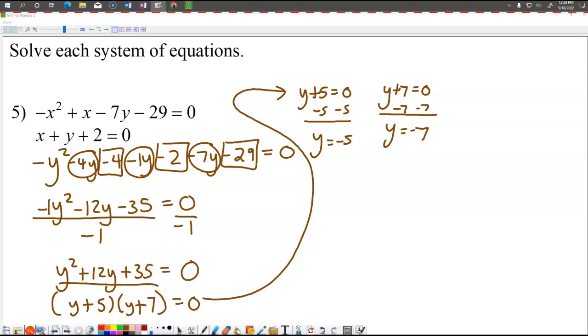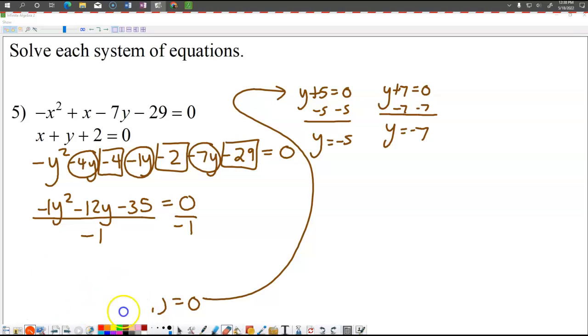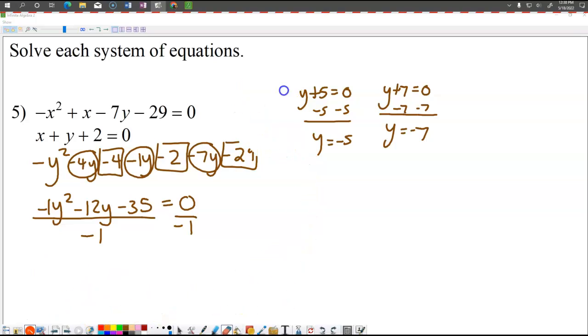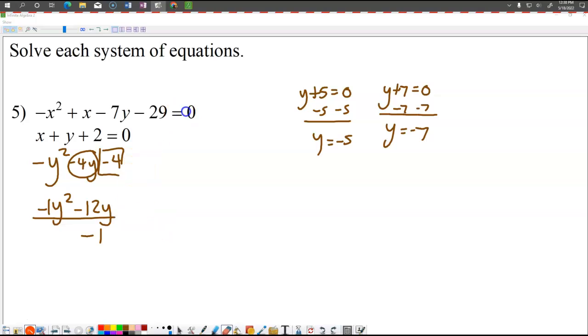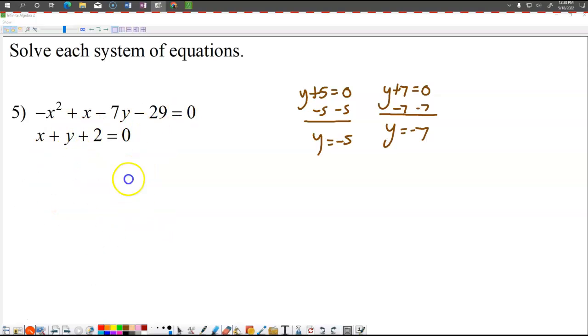Now, we still have to find x. But what's interesting about this problem is that I found two different y values. So that means I'm going to also end up with two different x values. I'm going to have one x value for one of the values of y and another one for the other. So we're just going to pick an equation and plug it in. I'm pretty sure you're going to want to plug it into the one without any squares. That'll make life a lot easier.